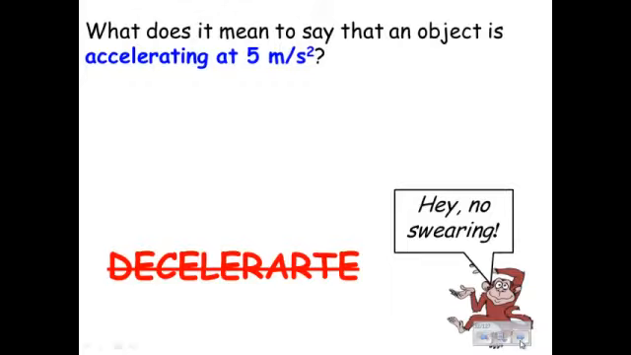So, what does it mean to say that an object is accelerating at 5 meters per second squared? I like to think of it in terms of 5 meters per second. Remember, acceleration is the rate of change of your velocity, how many meters per second it changes each second. So 5 meters per second squared is telling you that your object is changing its velocity by 5 meters per second. Each second, the velocity changes by 5 meters per second.